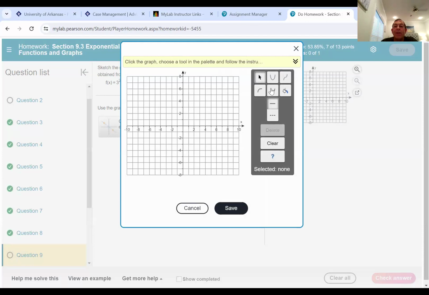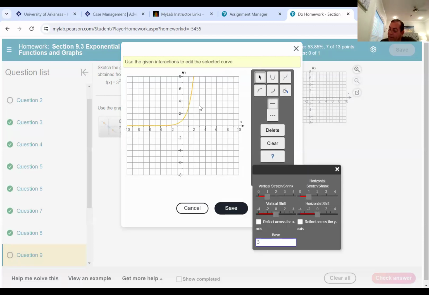I'm going to grab the exponential tool, click on the graph. So the first 2, where I had the 2 minus x, that 2 being positive is going to move me left 2 horizontal. The negative x is going to reflect us over the y-axis. And then at the end, the plus 1 is going to move us up 1.